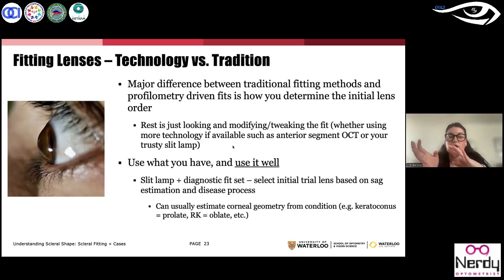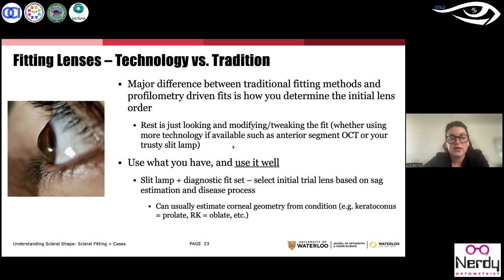Whether you're using just your slit lamp or other technology like anterior segment OCT if it's available, the point really is to use what you have, but know how to use it well. If you have an OCT, by all means, it's very helpful for looking at edges and limbal vault. But again, I did this for many years without one. It's not essential.